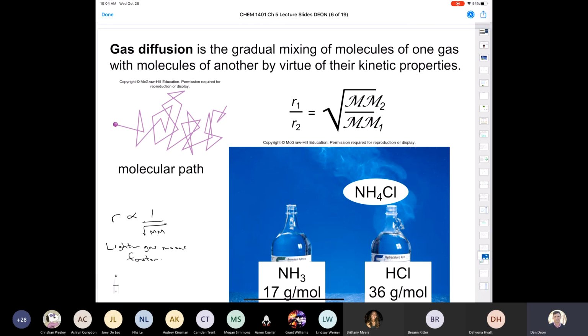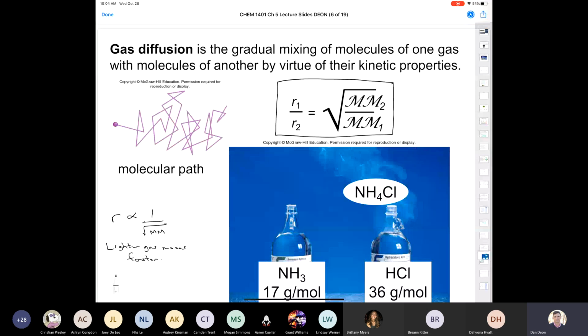Now, if we use that law, that rate is proportional to the inverse of the square root of molar mass, we can derive this equation here, which is the rate of the diffusion of one gas over the rate of the diffusion of another gas. So we're comparing their rates, which is going to be equal to the inverse of their square roots. So the square root of the molar mass of the second gas over the molar mass of the first gas.